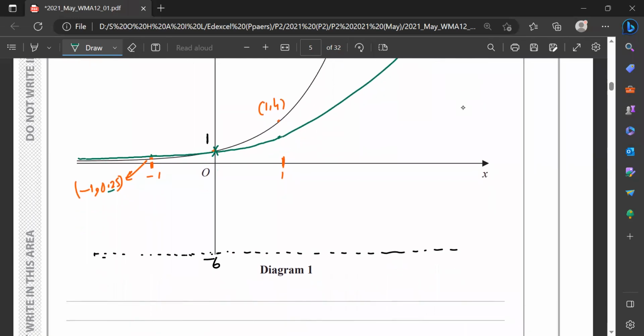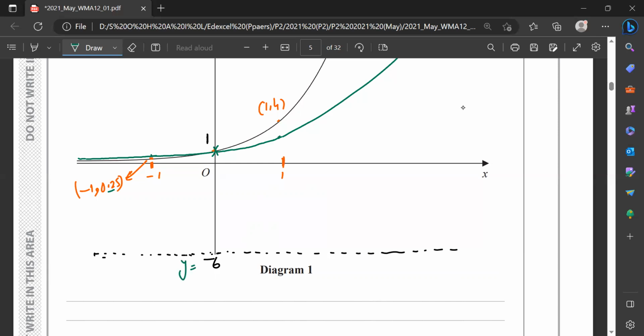For this, I can draw the reference line, because the graph of y equals 4 to the power x was getting closer and closer to the x-axis on the left-hand side. So this is the new position of the x-axis, 6 units below. This is y equals minus 6.